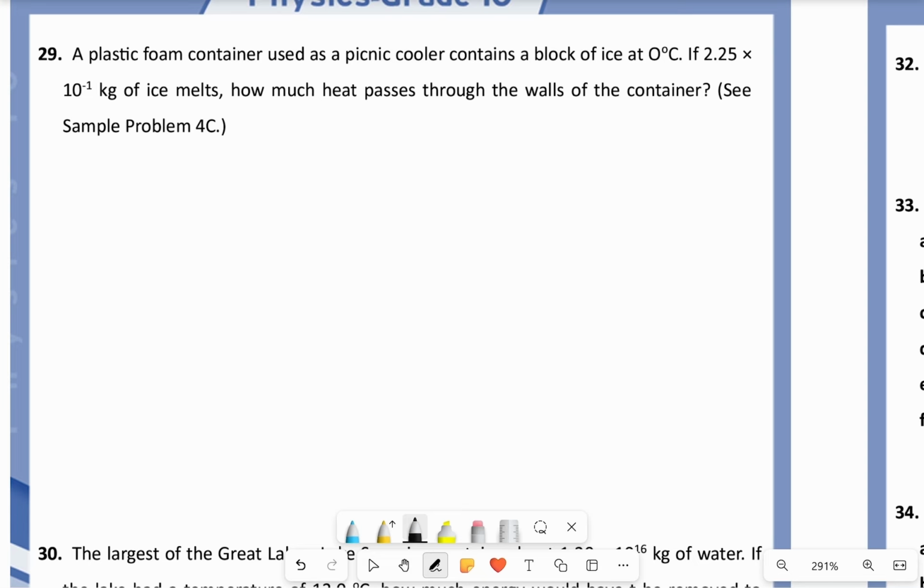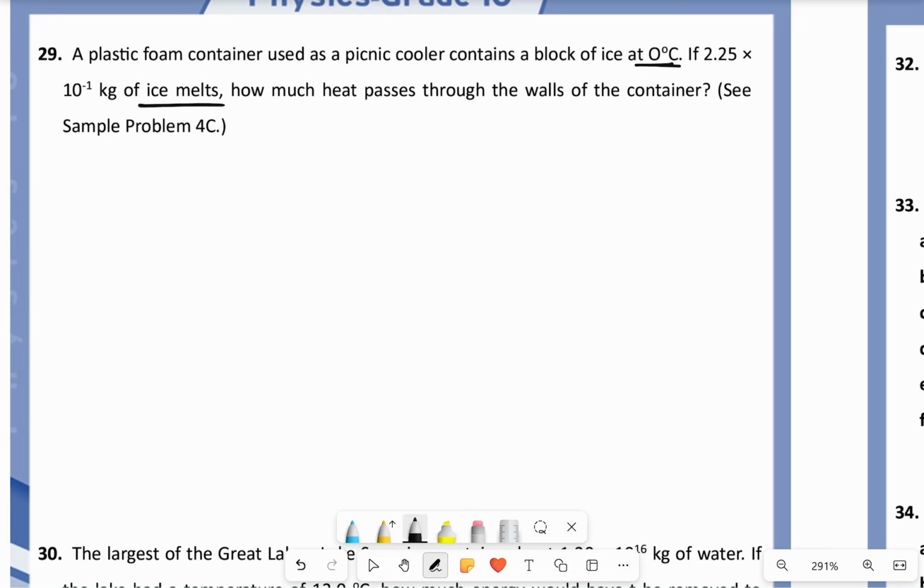Okay. Now we have question 29. A plastic foam container used as a picnic cooler contains a block of ice at 0 Celsius. If 2.25 times 10 to the power of minus 1 kilogram of ice melts, how much heat passes through the walls? So we have temperature, which is constant, and we know that at 0 Celsius, if a phase change happens, it says ice melts, there's going to be heat released.